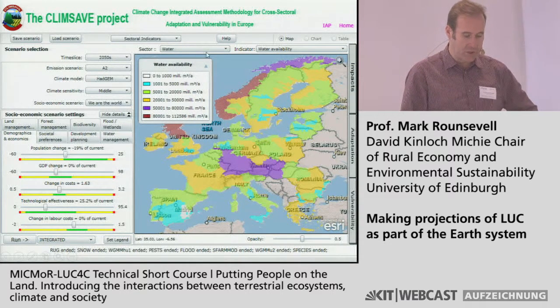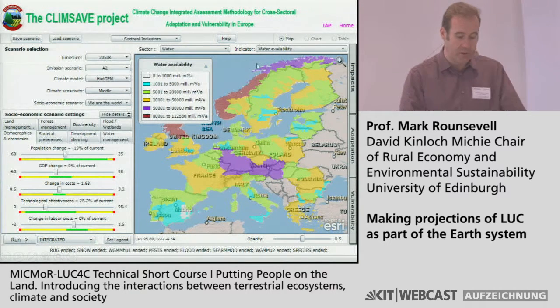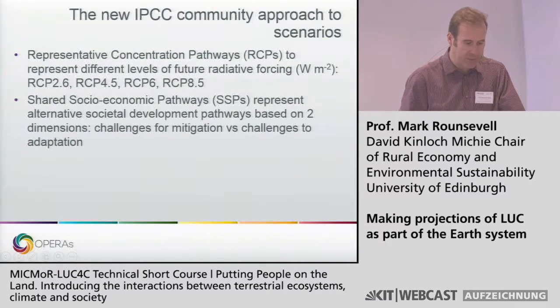But what you can also do is choose your sector from this list up here, and you get a whole range of different output indicators from the model, which you can then show on maps. Right? And you can download all your data as well, okay, to a spreadsheet. So that's basically what it looks like.